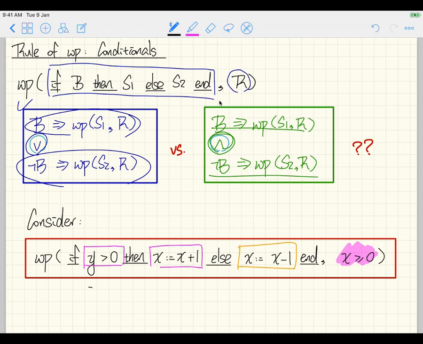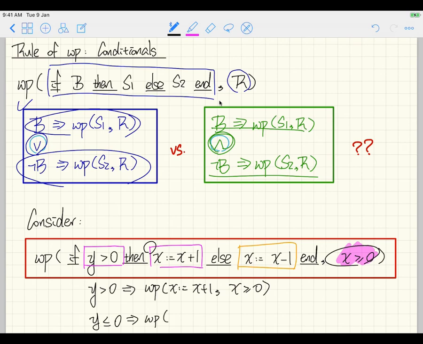For the first branch, if y is larger than 0, that means I'm going for the first branch, in which case it should be the WP for the pink one over here: x is assigned x plus 1, to establish x larger than or equal to 0. And then we also have: if y is less than or equal to 0, the negation of that, implies the WP for x is assigned x minus 1, and then establish the same postcondition.